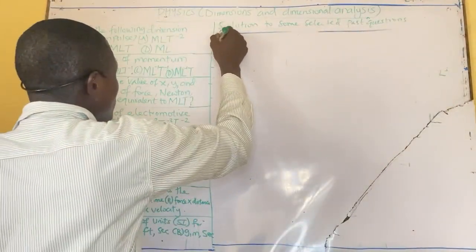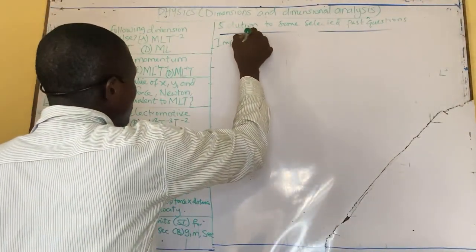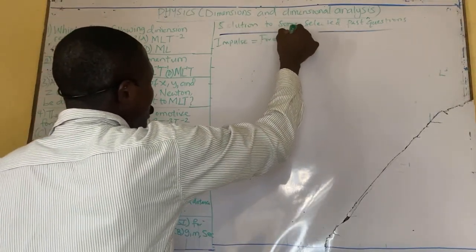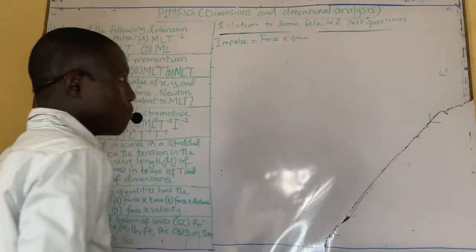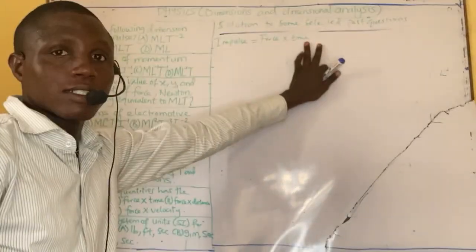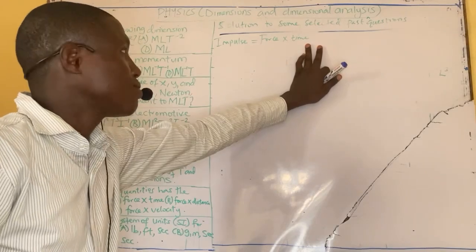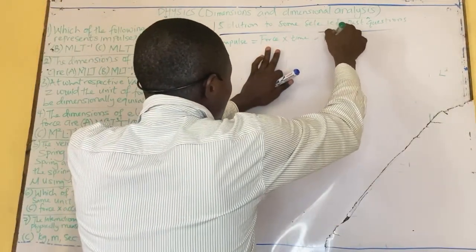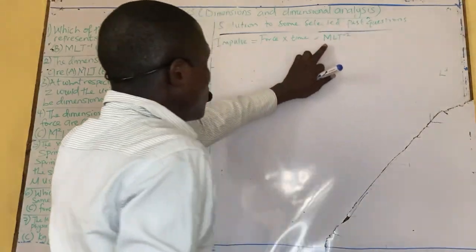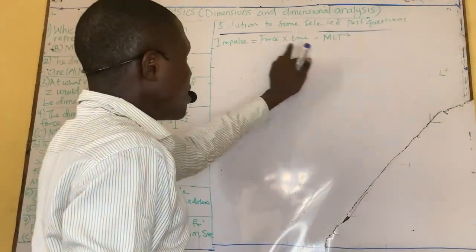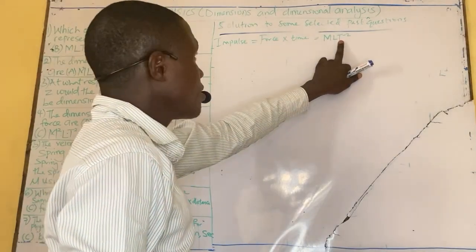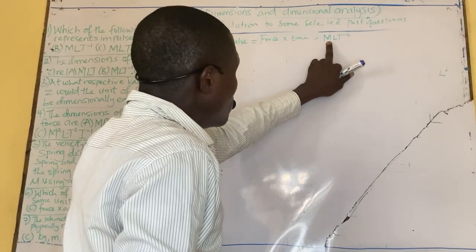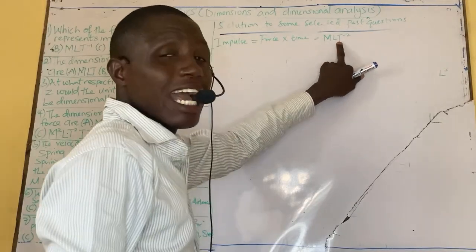Impulse is equal to force times time. That is the formula for impulse. Now if you go to our dimension table, you know that force is M L per T squared. How? Because force is mass times acceleration. Mass is kilogram, and acceleration is L per T squared.